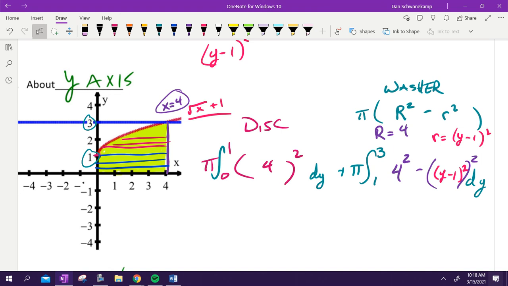You should never get a negative answer. Now, the good news is if we do discs or washers, when you square something, it will be positive in the end. But if we're finding volume, that is always going to be a positive number. And if we're doing area, it's going to be a positive number as well, at least for how we set these up.